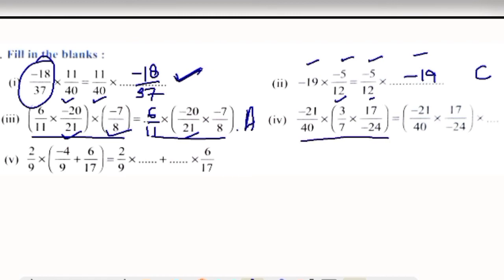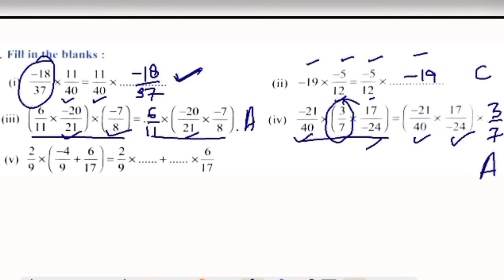Next, here again we are multiplying three numbers. So minus 21 upon 40 is on both the sides. 17 upon minus 24 is on both the sides. What is remaining here? 3 upon 7. So put 3 upon 7 here. This is again associative property.